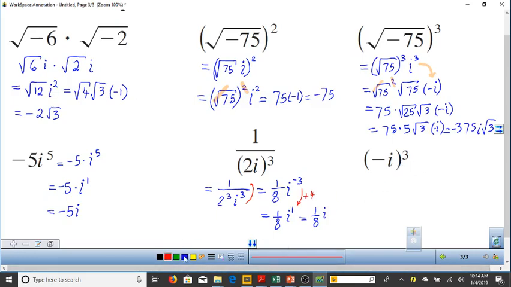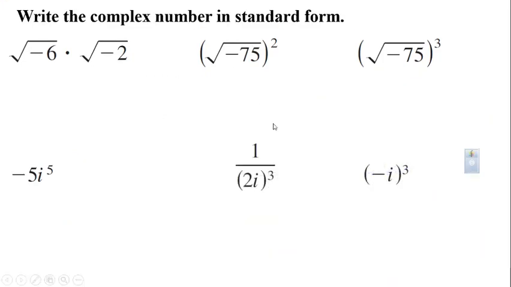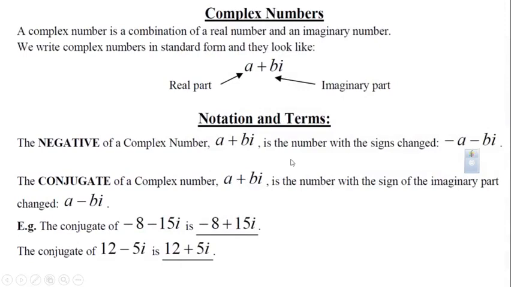Negative i to the 3 is the same as negative 1 times i to the power 3, which means negative 1 to the 3 times i to the 3. Negative 1 to the 3 is negative 1. i to the 3 is negative i. So the answer for this one is positive i. So, of course, to get a good grasp of this, it's best to do multiple examples.